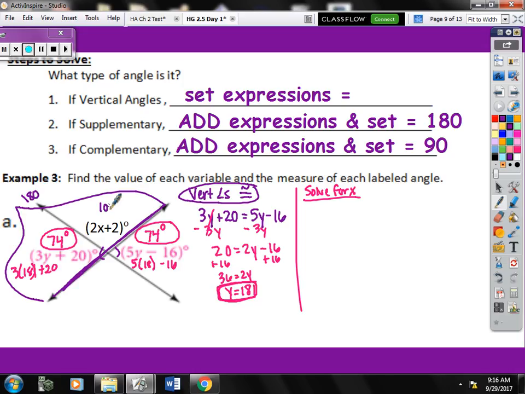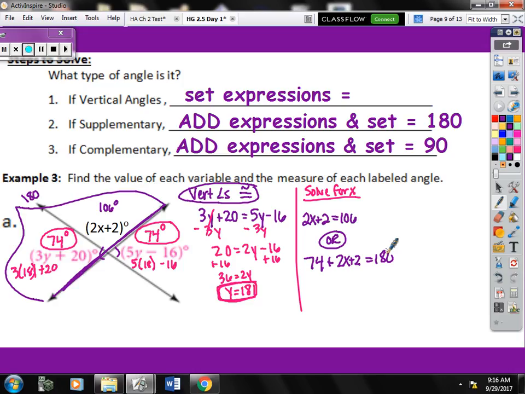106. So some students like to actually subtract them, get how big this angle has to be, and then just write 2x plus 2 equals 106. Then solve for x. Okay, so you have that option, or you could also do 74 plus 2x plus 2 equals 180. It's going to get you the same answer whichever way you prefer.